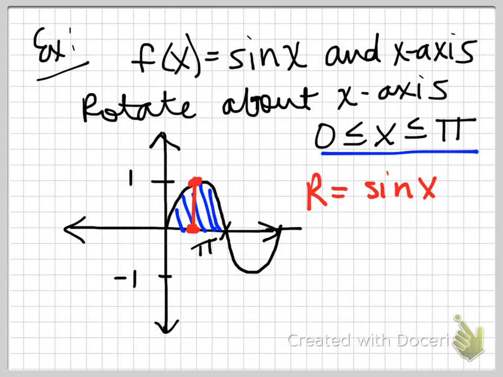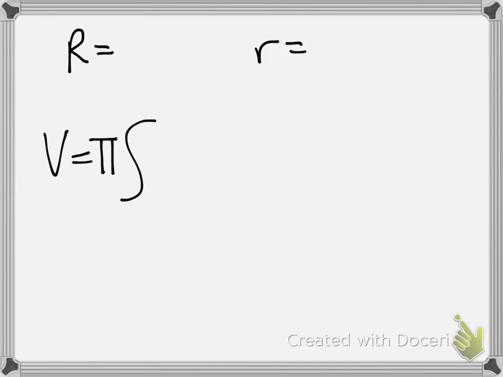Now notice there's no gap down here. There's no hole. So if I do a little radius, it would be from the x-axis to itself, which would be 0. My little radius is 0 because there's not a gap between the line. So this time when I plug it in, my little r is actually just 0. And of course we're going from 0 to pi. So let's plug that in.